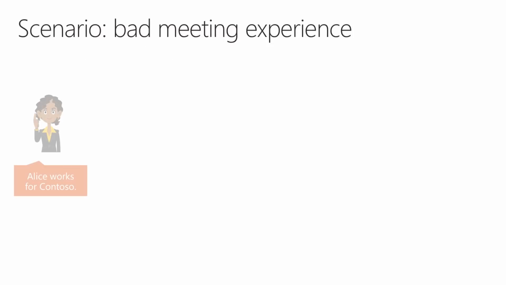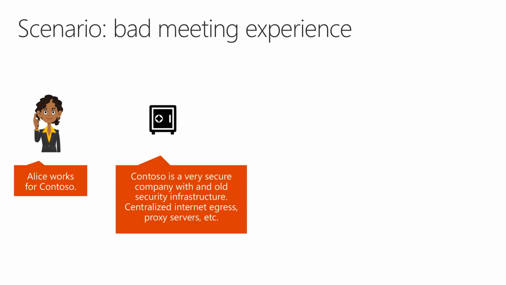Teams networking requirements. In order to better understand why networking is so important for Teams, let's start with a scenario where we have a bad meeting experience. So this is Alice. Alice works for Contoso. Contoso is a very secure company, and they have an old security infrastructure. So they have centralized internet egress, they have proxy servers, they have firewalling whatever they can, they do deep packet inspection, whatever you can think of, they are doing it.